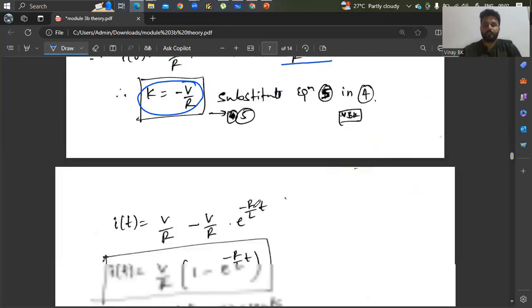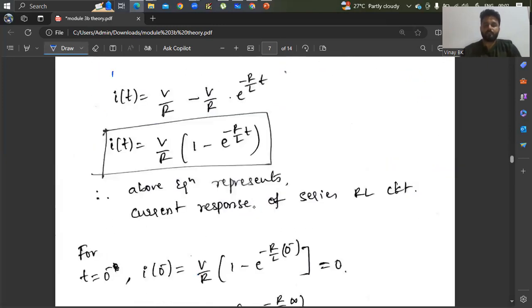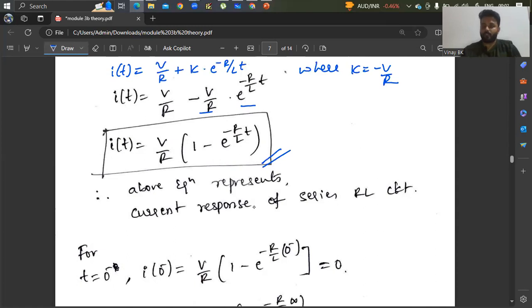See, equation 4 is nothing but I of t equals v by r plus k into e to the power minus r divided by L into t, where we just got the value of k, that is minus v by r. Substitute into this equation: v by r minus v by r into e to the power minus r by L into t. Taking v by r as common, you get I of t equals v by r into 1 minus e to the power minus r by L into t. So this represents the current response of the series RL circuit.